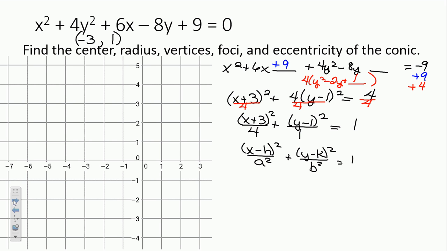Because when we factor this, this would be x plus 3 times x plus 3. Perfect square trinomial, which is why we did half the middle term. All right, we're good? So we know this is horizontal. Our bigger number is the 4, so our a squared is 4. We have a center at -3, 1.